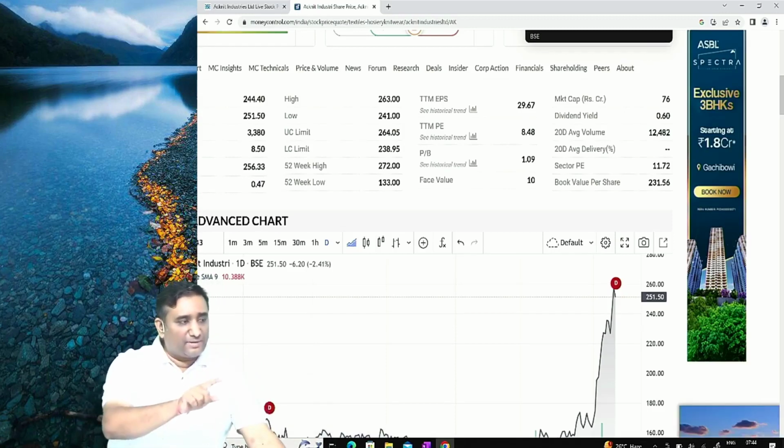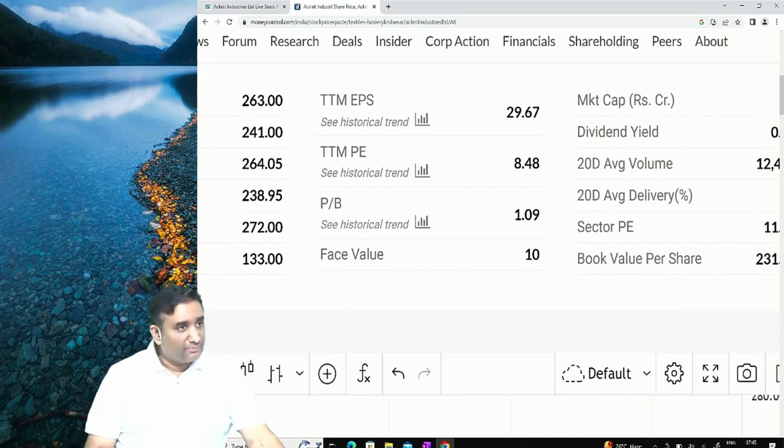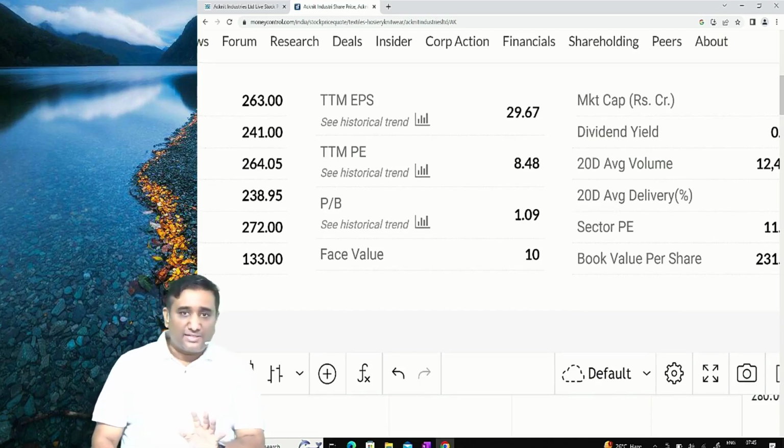Book value is 231, its price is 250. 250 divided by 231, how much does it come out to? 1 point something. Can you see the P by B here? 1.09. Is it matching? Yes.